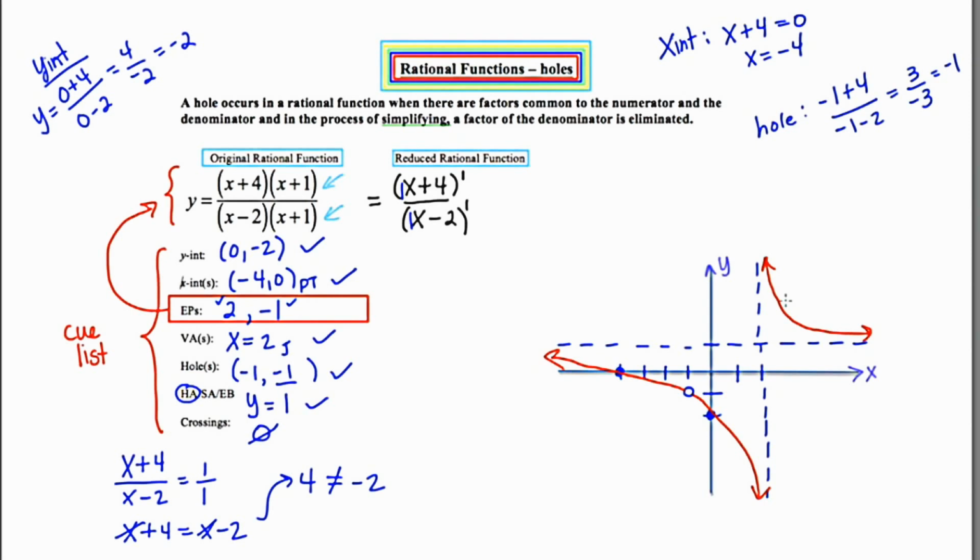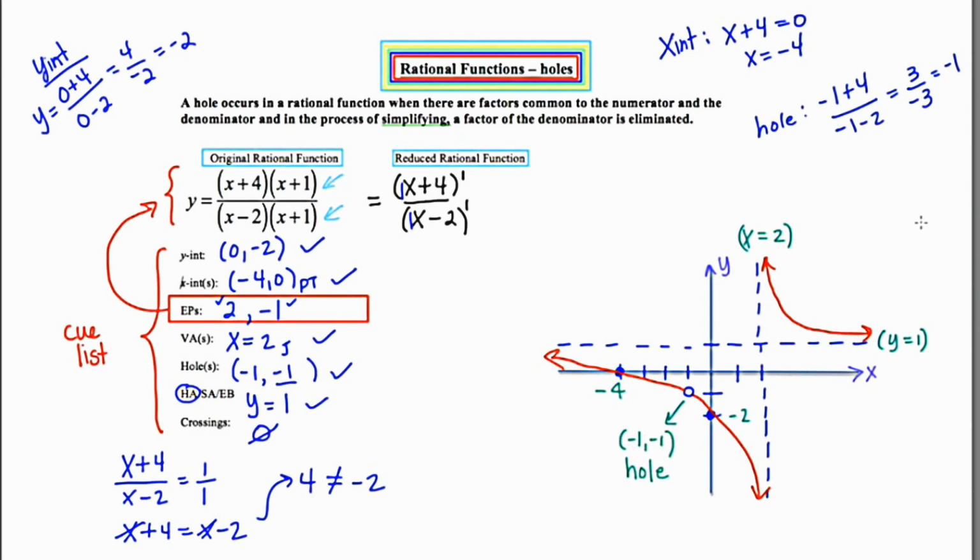So here's my rational function that has a hole, but there's one last thing, and it's very important, and your teacher is going to be so happy that you did this if you decide to do it, and that's to label. It's just going to make it much easier to see this. This is our HA at y equals 1. This is our VA at x equals 2. This is our x-intercept at negative 4. This is our y-intercept at negative 2. And now I'm going to try to fit this in here. This is going to be the hole at (negative 1, negative 1).